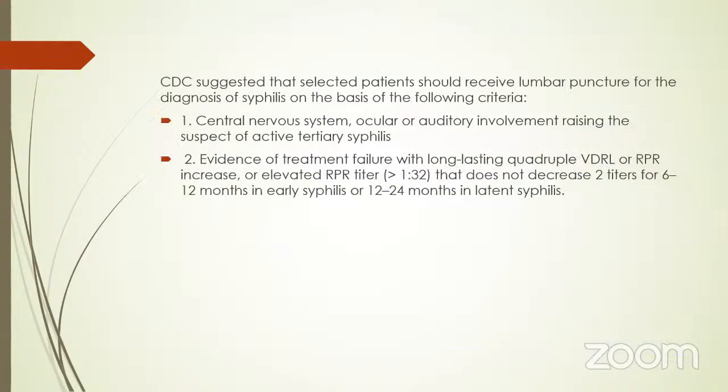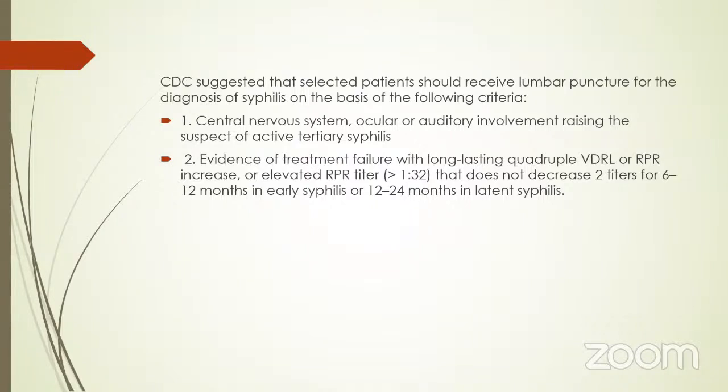Now, one interesting thing which I found in this article is that CDC suggested that selected patients should receive a lumbar puncture for the diagnosis of syphilis on the basis of the following criteria. First, central nervous system, ocular or auditory involvement raising the suspicion of active tertiary syphilis. Second, evidence of treatment failure, with a sustained fourfold VDRL or RPR increase, or an elevated RPR titer of more than 1:32 that does not decrease to lower titers for 6 to 12 months in early syphilis or 12 to 24 months in latent syphilis.